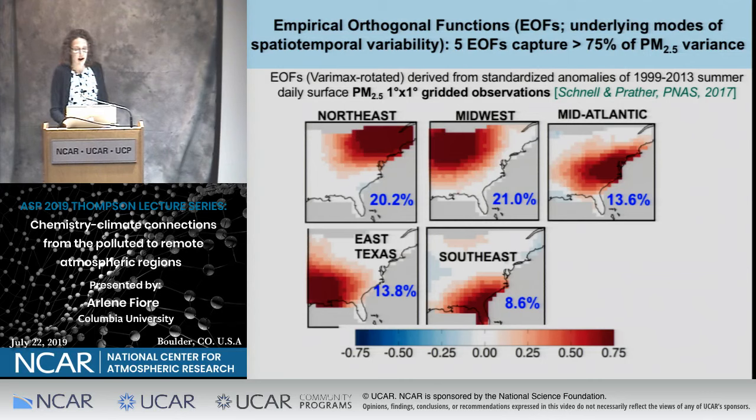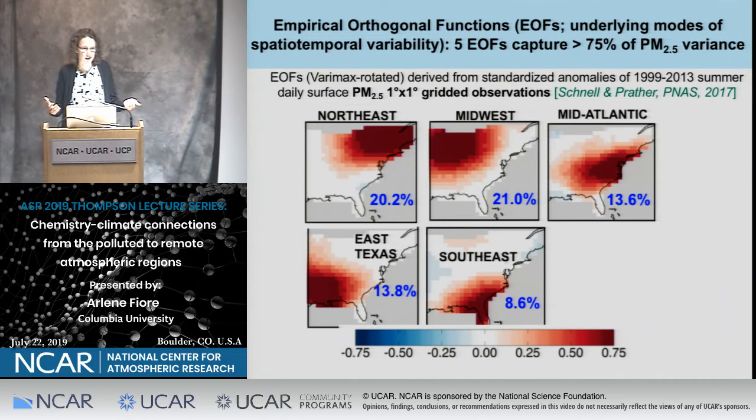Okay, so these are the 5 patterns that pop out of the observational analysis. And so we see that now, instead of having all these different model grid cells, I have 5 regions that we're going to focus on for our analysis. So the Northeast, the Midwest, the Mid-Atlantic, East Texas, and the Southeast, which is largely Florida and kind of southern Georgia. And so together, these 5 patterns explain over 75% of the total variance in our PM2.5 observational data set.